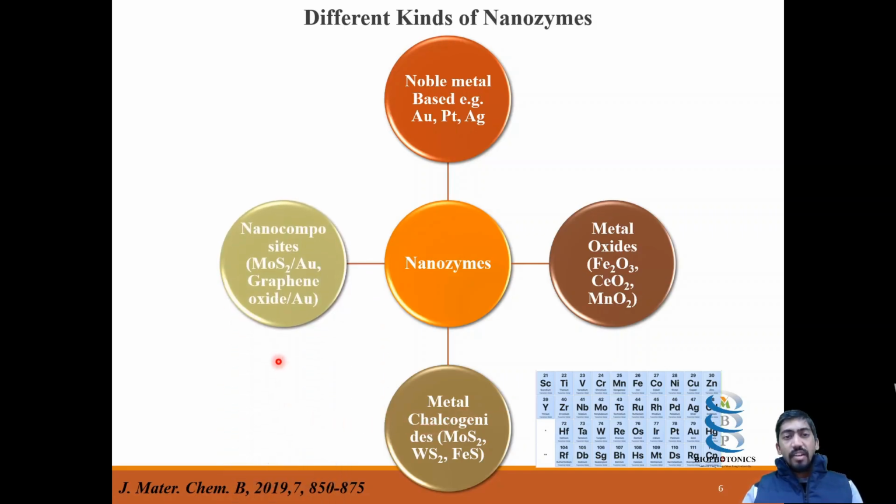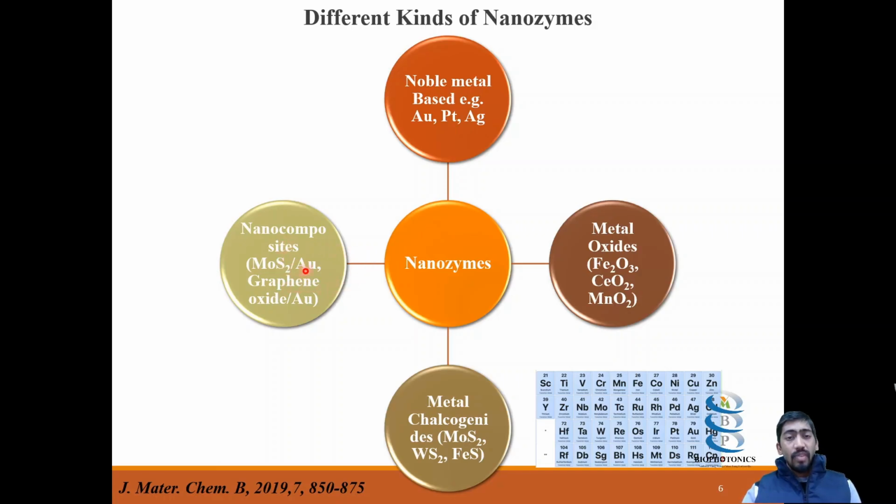So another major category of the nanoenzymes with the peroxidase activity is nanocomposites. So basically in this category, the metal oxides or the metal chalcogenides can be coupled with gold, platinum or silver to get the nanocomposites. So examples are MoS2 gold nanocomposites or graphene oxide gold nanocomposites.